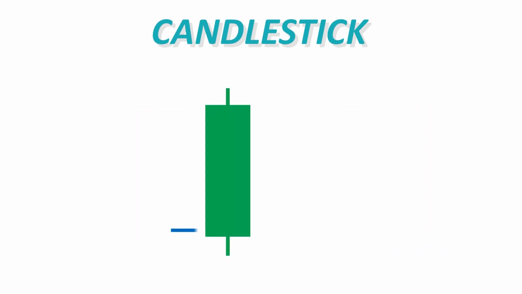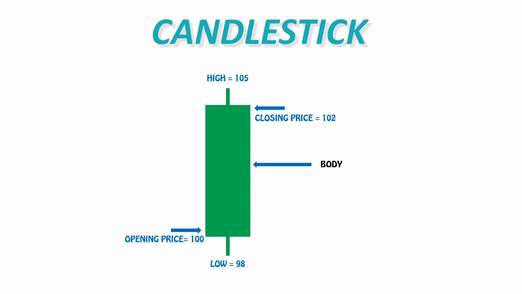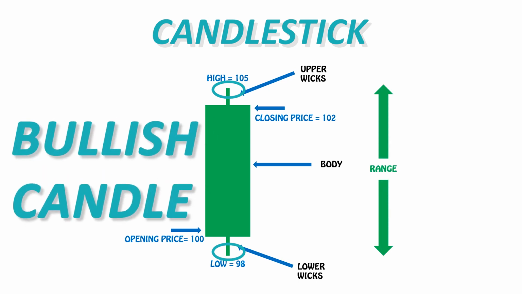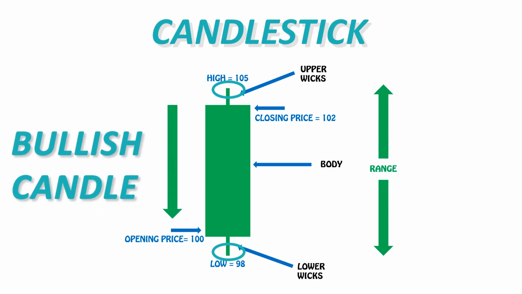Let's say the opening price is 100 and the closing price is 102. So this is the body of the candle. The highest price on that particular day was 105 and the lowest price on the same day was 98. They are shown by the wicks, and from the highest point to the lowest point is the range of the candle. For a bullish candle, the open is always below the close.